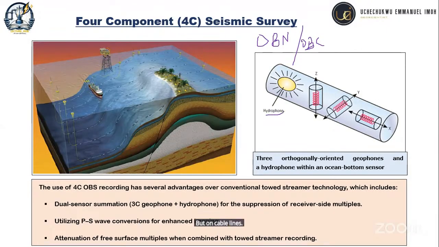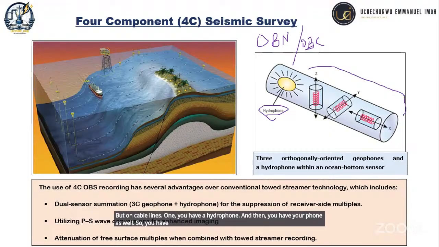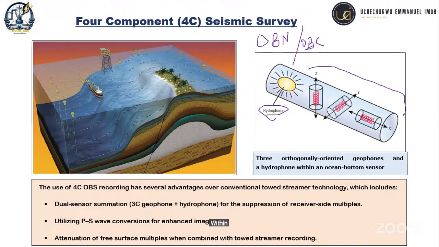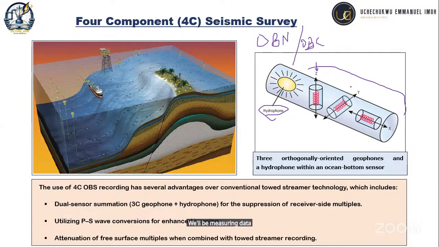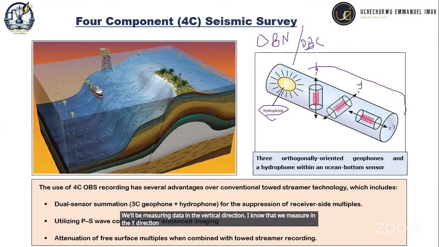One, you have a hydrophone, and then you have a geophone as well. So you have 3 geophones within the receiver ocean bottom cable. One geophone will be measuring data in the vertical direction. Another will measure in the y direction, while another will measure in the x direction.